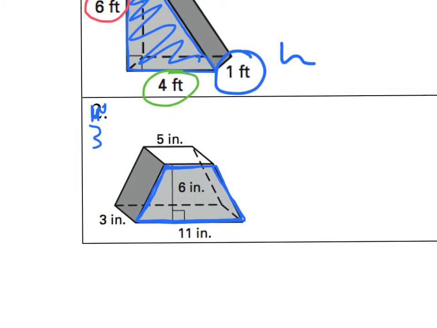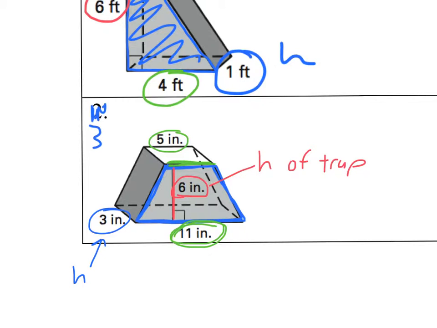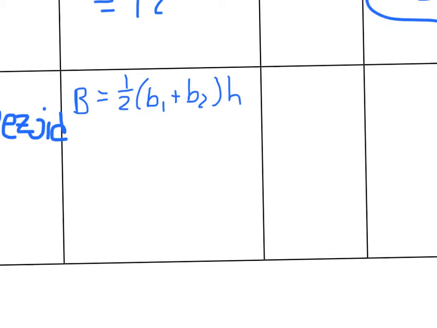So over here, my bases are this 11 and the 5. Why? Because the 5 is also over there. And then the height of the trapezoid is 6. So this is the height of the trapezoid. Over here is the height of the prism. So we're going from 2 dimensions to 3 dimensions, so the h's are different here. So I'm going to use the 5, 11, and 6 over here.